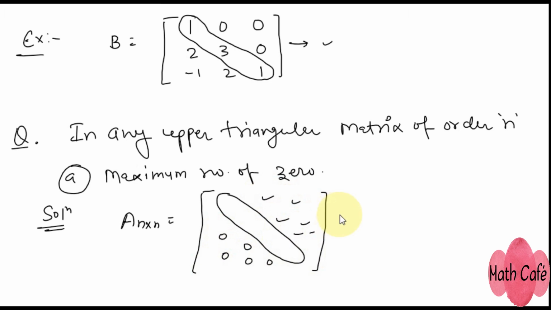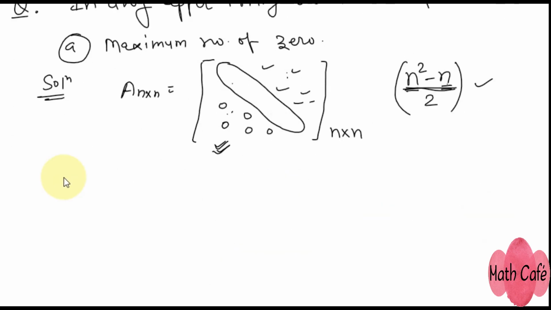In this matrix we need to obtain the maximum number of zeros. These are all the elements that are zeros, so we need to find the number of these elements. For an n cross n matrix, all the non-diagonal elements would be n square minus n. But we need only the elements lying below the diagonal, so I will divide the whole number by 2, because the elements lying above the diagonal and below the diagonal are the same in number.